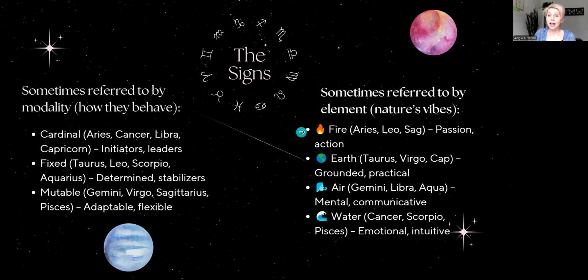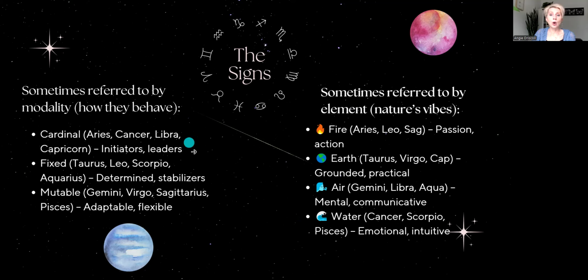So the fire signs are Aries, Leo, and Sagittarius, and they are very passionate and action-driven. The earth signs are Taurus, Virgo, and Capricorn, and they are very grounded and practical. The air signs are Gemini, Libra, and Aquarius, and they are very mental and communicative. The water signs are Cancer, Scorpio, and Pisces, and they're very emotional and intuitive.